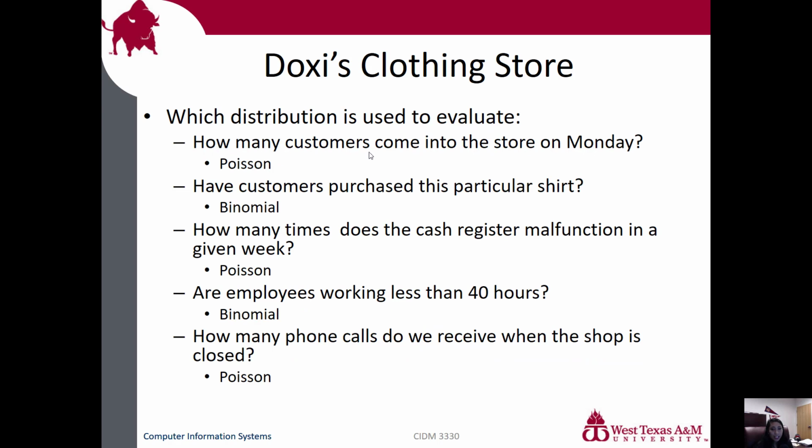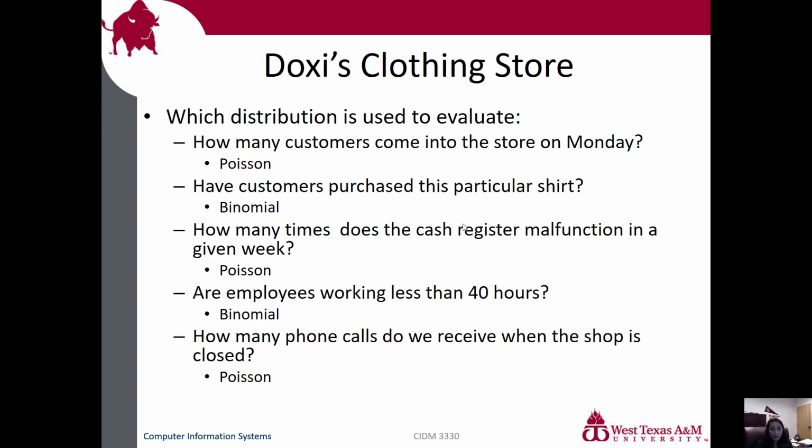And here are the answers. How many customers come into the store on Monday? Here we have an area of opportunity, which is a continuous area of opportunity. So we're going to use a Poisson distribution. Have customers purchased this particular shirt? This is a whether or not question, right? Did they purchase this shirt or did they not? So that is a binomial distribution.